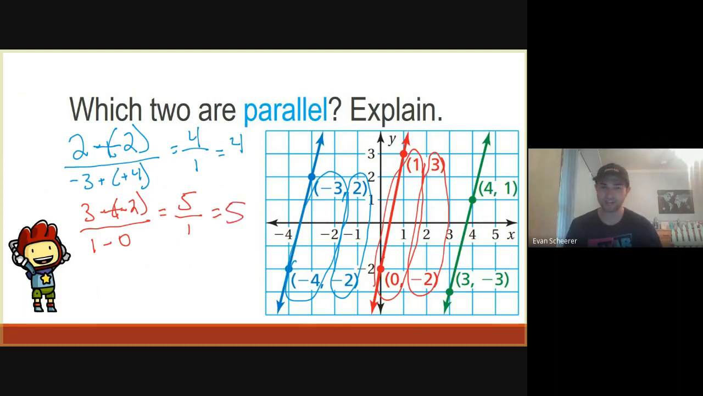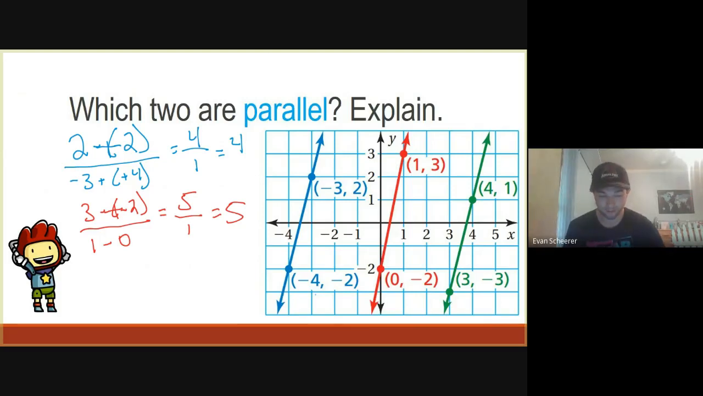Notice these two are not the same. So these two lines, they look pretty parallel, right? If we were to erase this, I don't know, to me they look pretty parallel, right? But they're not. Just because they look parallel doesn't mean they are parallel. In order for them to be parallel, they must have the same slope. Otherwise, they are not parallel. As much as they look like they're parallel, they are not.